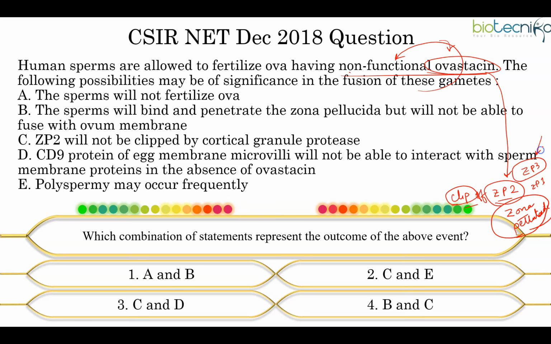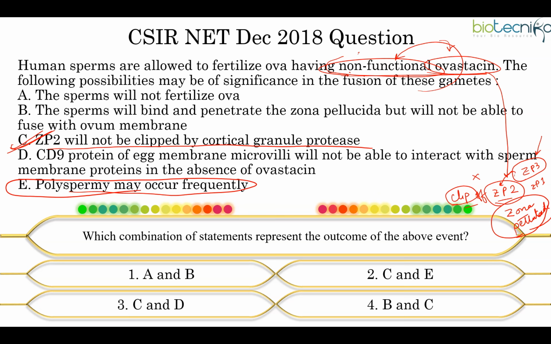ZP3 is the main glycoprotein to which the sperm will be binding, but later it will also make contact with ZP2 to have successful fusion with the plasma membrane. That's why if ZP2 is not there, any more sperm will not be able to bind. So that means it will stop polyspermy. But the question is asking non-functional ovastatin. So if the ovastatin is not working properly, it will not destroy ZP2. So that's why C will be the cause. ZP2 will not be clipped by cortical granule protease, and because of which polyspermy will occur frequently. Because if ZP2 is still active and intact, then many sperms will be able to fertilize the egg.